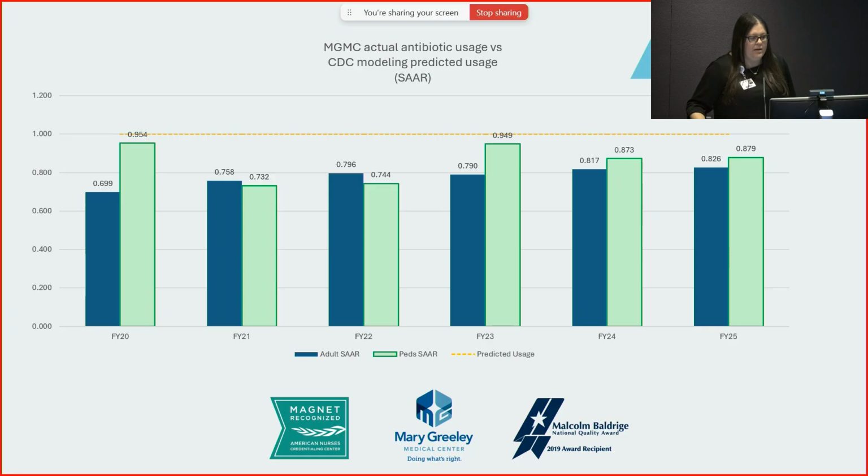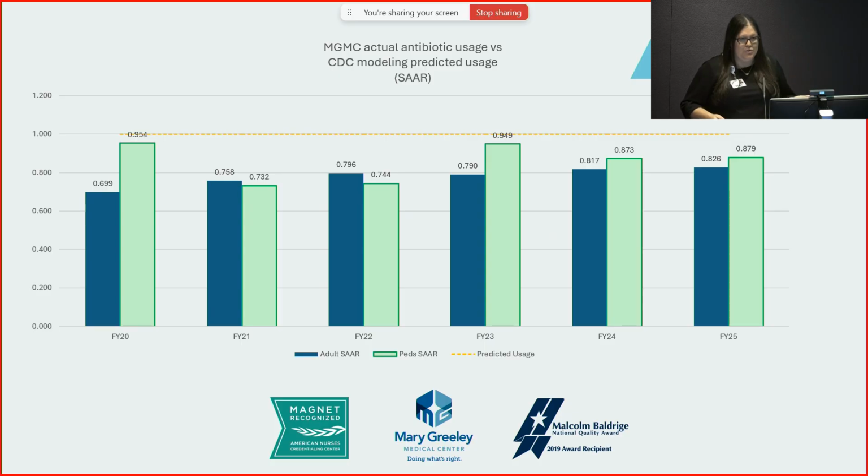We have been, in the past 5 fiscal years, below the SAR of 1. So what that means for us is that we're using less antibiotics than were predicted for us using the CDC modeling. It's not perfect. It does adjust for an organization our size and patient population, but if anything, it just gives us a good sense that we're on the right track, not overusing. So it's just a metric we keep track of.